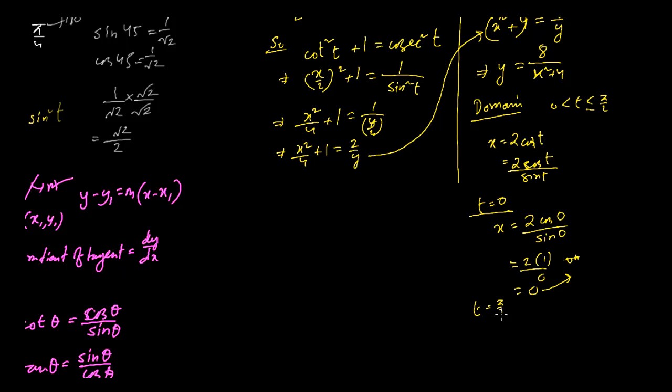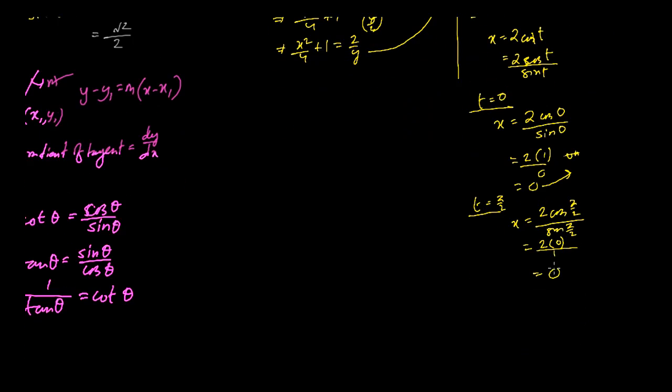If you put t equals pi by 2, x equals 2 cos pi by 2 divided by sin pi by 2, so this is going to be 2 cos 90 degrees, which is 0, sin 90 degrees, which is 1. So 0 divided by 1 is 0. That means we can have a range of values of x which is greater than or equal to 0. Of course it's not very obvious what it is going to be. It's more helpful if you have an idea of the sketch of cot theta, but it's a quick way of finding the domain here.